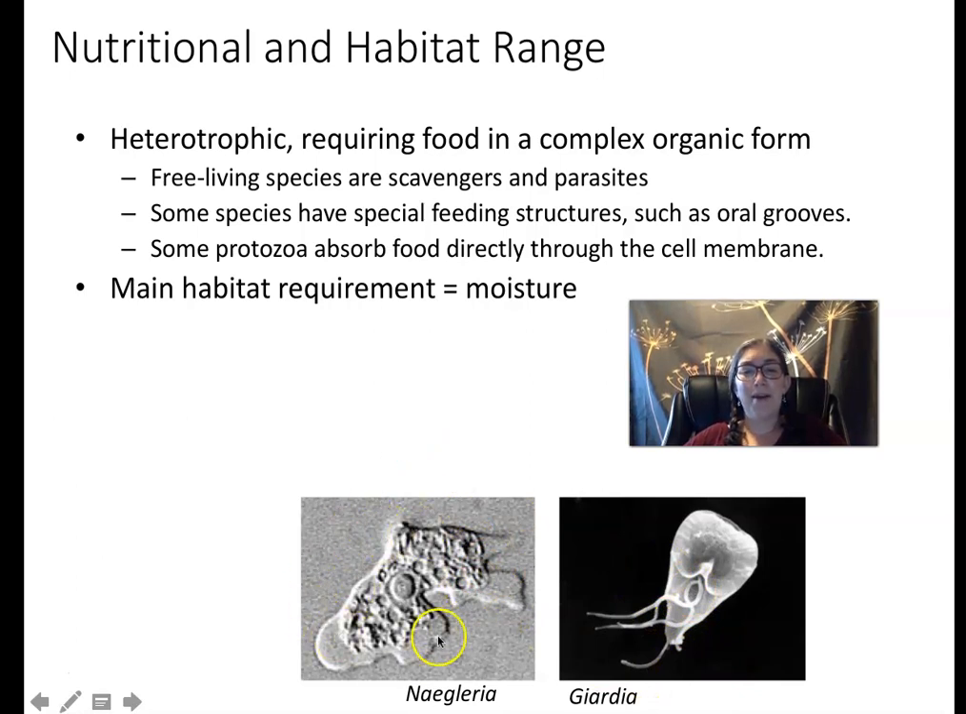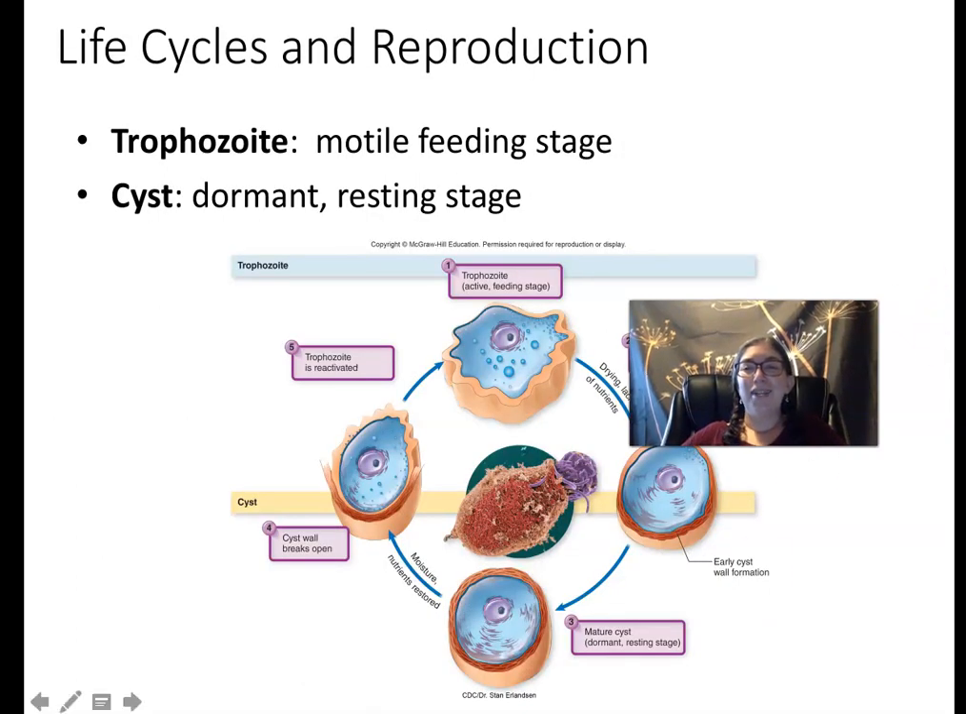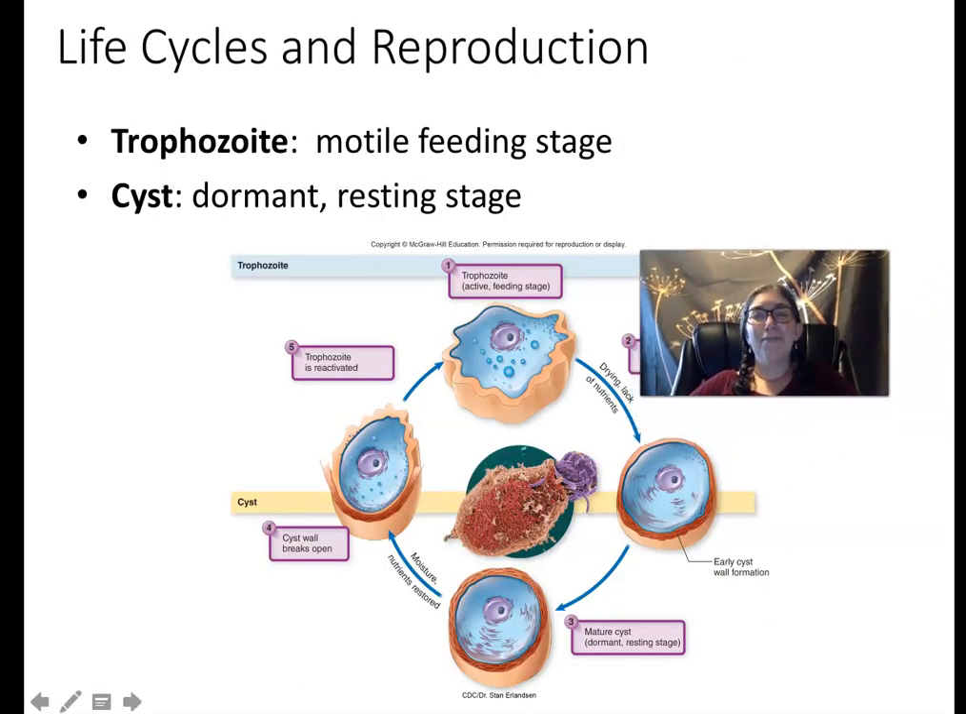So this is an amoeba that eats your brain. And this is the parasite that causes, this is Giardia lamblia, which causes giardiasis, which is really bad diarrhea. Sometimes it's called beaver fever because people get it if they drink dirty river water.